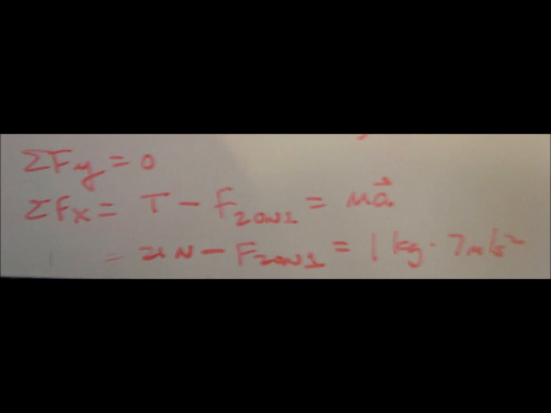And since the third law says that the force of object A on object B is the same as B on A, that means the force of the 1 kilogram block on the 2 kilogram block is also 14 newtons. And that is exactly what we want.